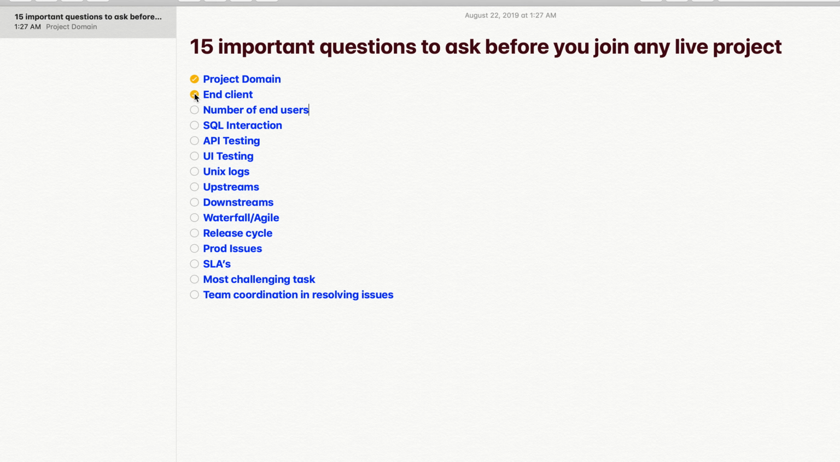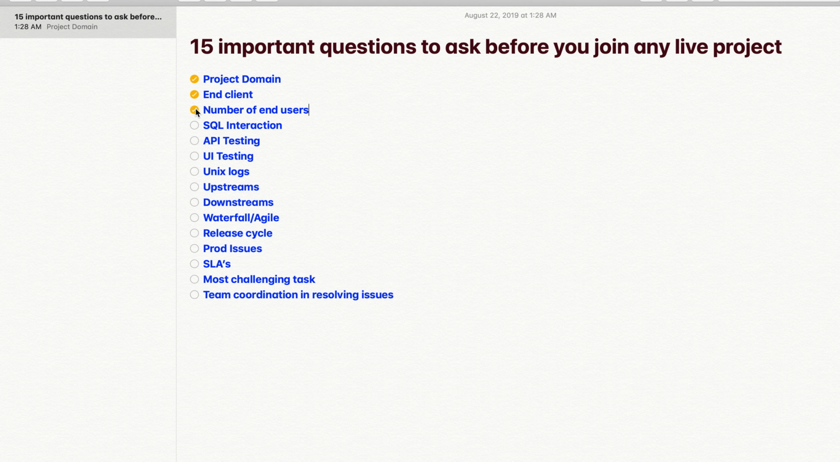And coming to the next one, how many users are there. This is again an important question. Based on the complexity of your project, the number of end users will differ. This might be one of the questions. You don't have to give the exact number, but you should know in advance, on average, how many users are using the application that you tested.